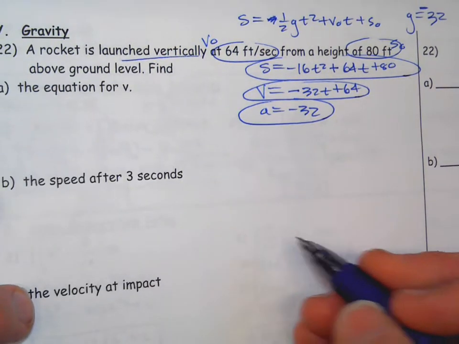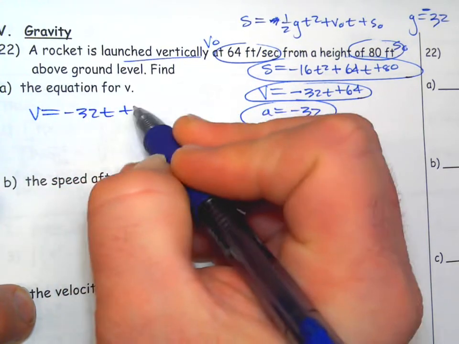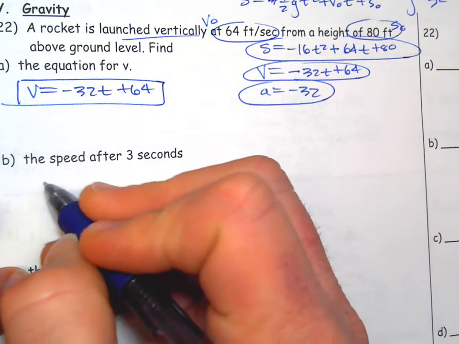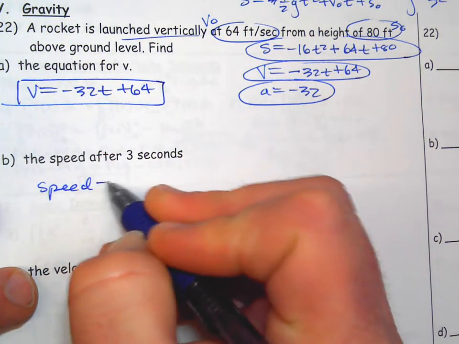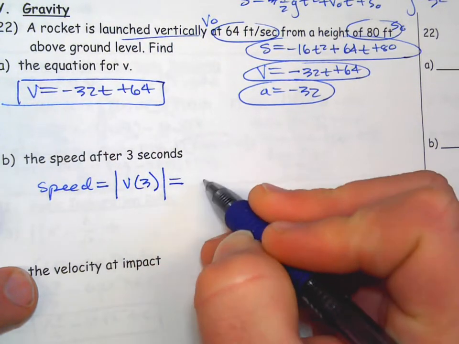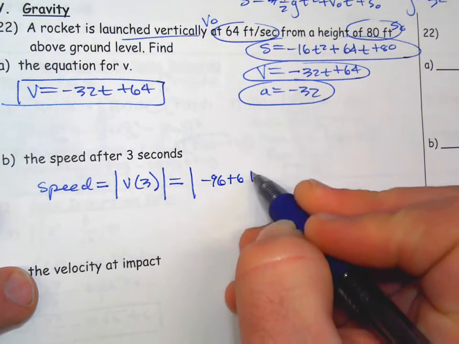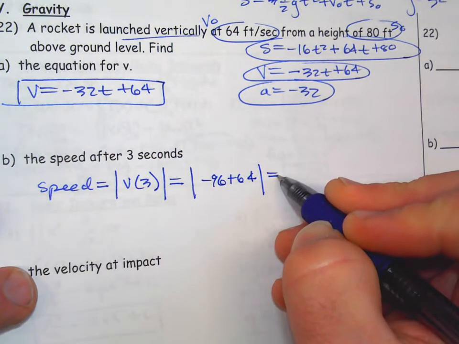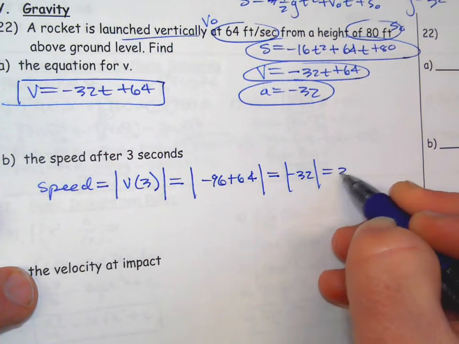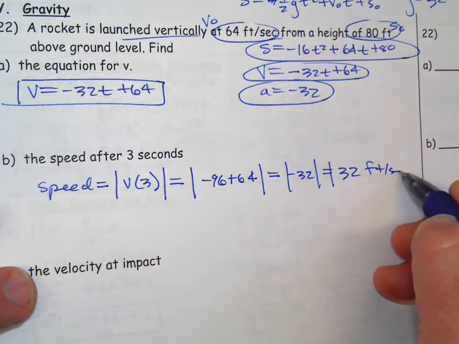So we just found the equation for velocity. And then the speed. Now speed equals the absolute value of velocity. So if we plug 3 in there, it's going to be negative 96 plus 64 equals negative 32. So it should be positive 32. And the units, we need units on these, feet per second.